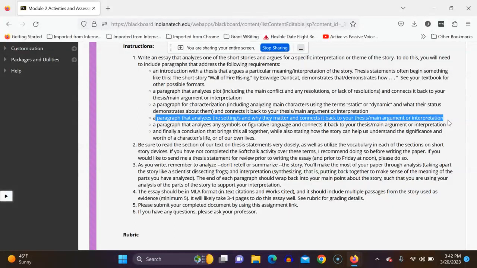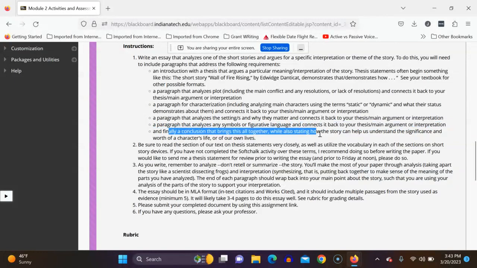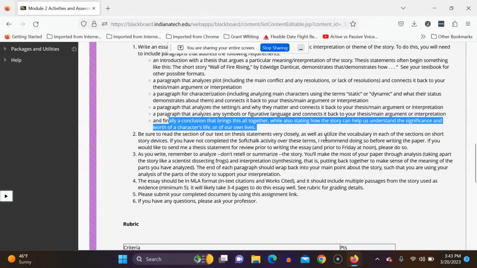By the way, you don't have to write your introduction and thesis first. Most people do, but some people will write the paragraphs first and then go back after they've figured out where all these things go. Then they go back and write the introduction. It's possible. Do what works for you. And finally, a conclusion that brings this all together, stating how the story helps us understand this sort of significance in the character's life, or our lives, or humans, or whatever.